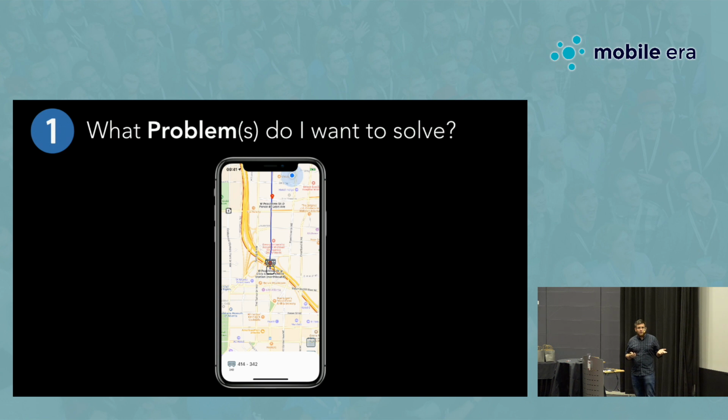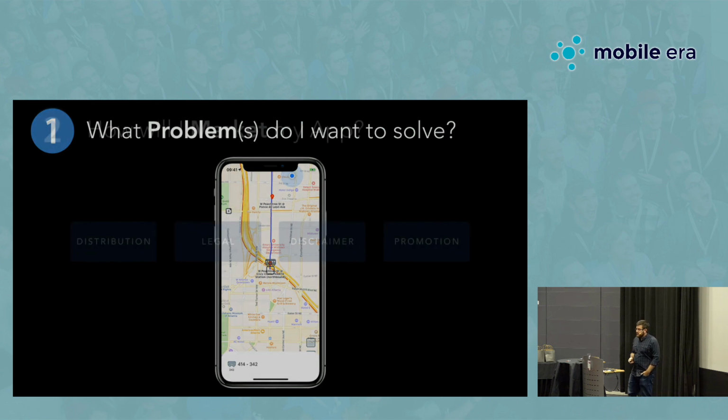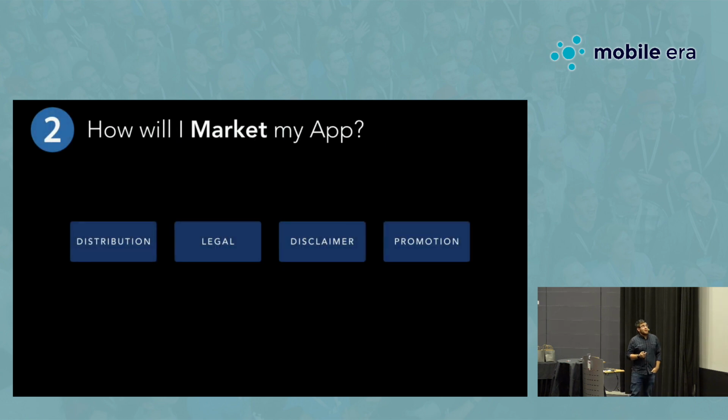They were ADA friendly in terms of seating and stuff like that, but if you can't come onto the bus, what good is a seat that actually is wider? So the second question I was asking myself is, how will I market my app? The first part is distribution. It's going to be easy. We're going to talk about that in a second.